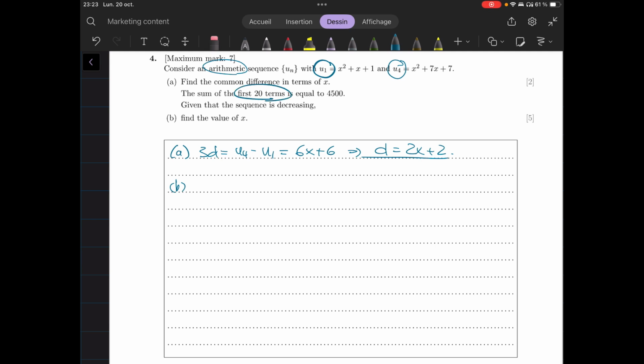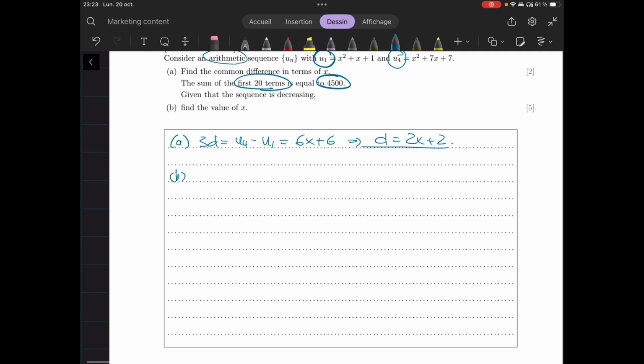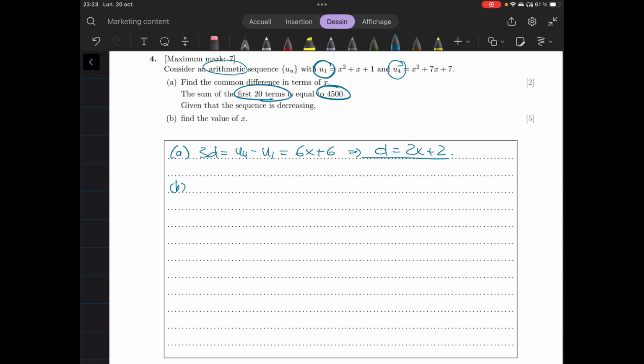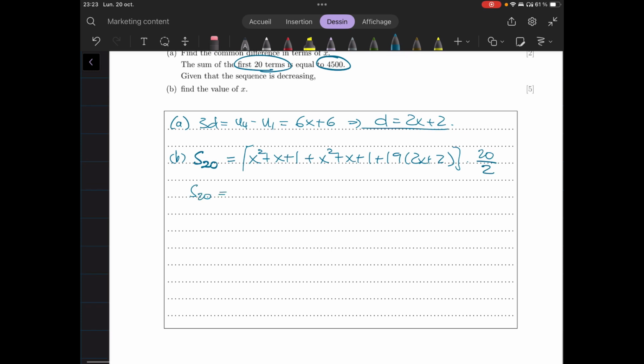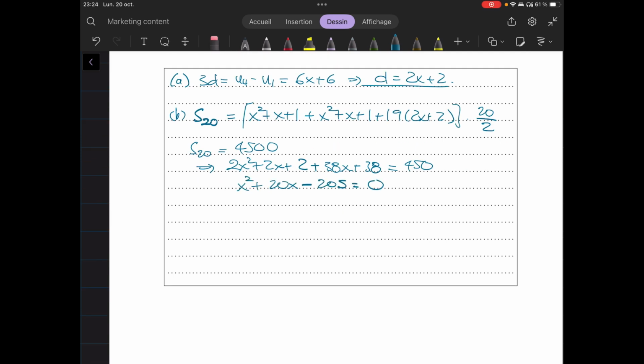The sum of the first 20 terms is 4,500. That's good to know. So, S20 is equal to the first term plus the last term multiplied by the number of terms divided by 2. We know that this is equal to 4,500. Therefore, this has to be true.